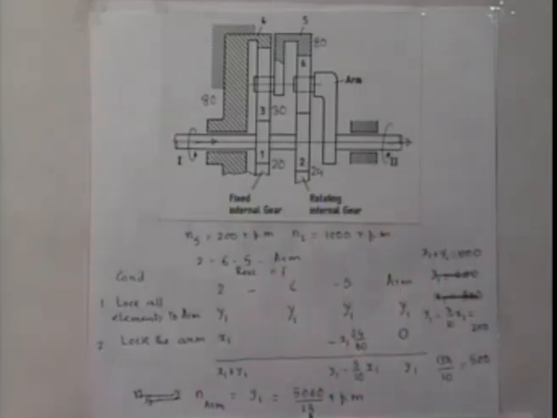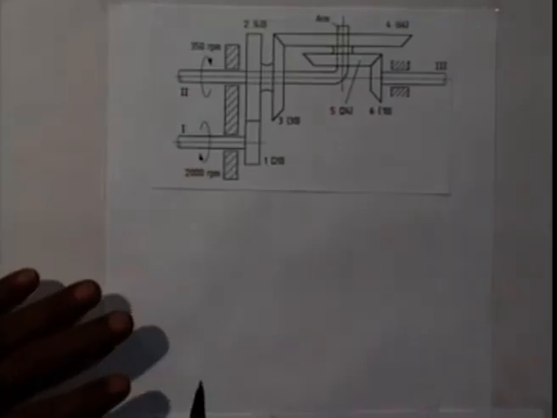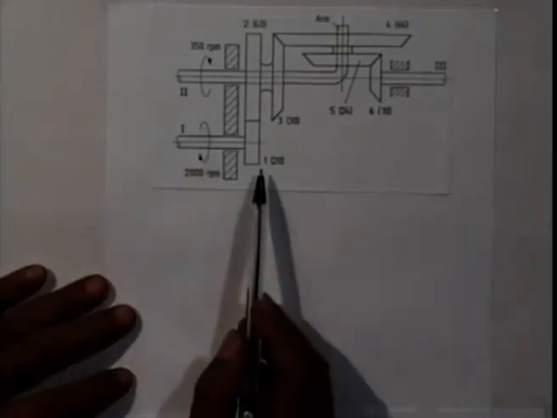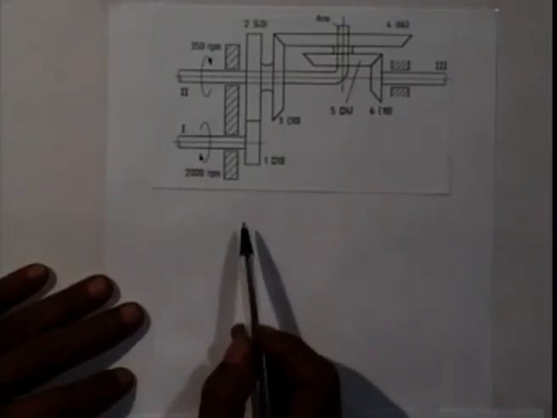So we get the output speed as 5000 by 13 rpm in the same direction. Next we shall solve one more problem involving epicyclic gear train. Let me now solve one more problem of epicyclic gear train, which is shown in this sketch.